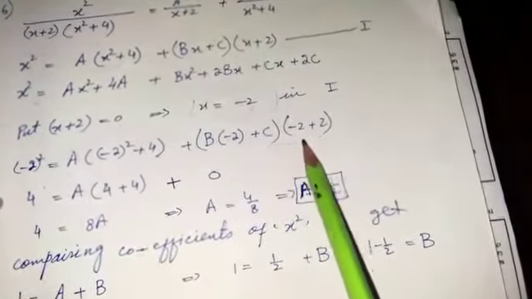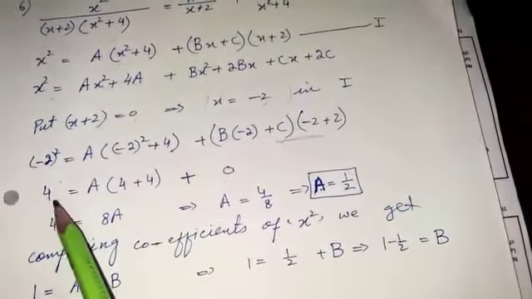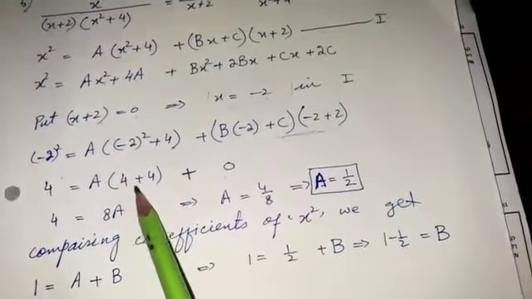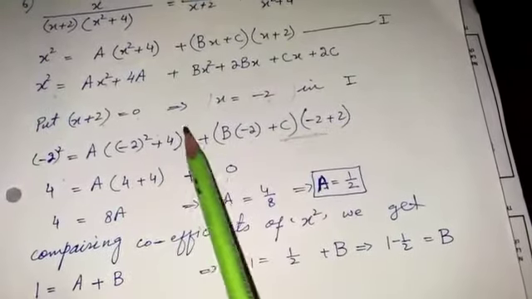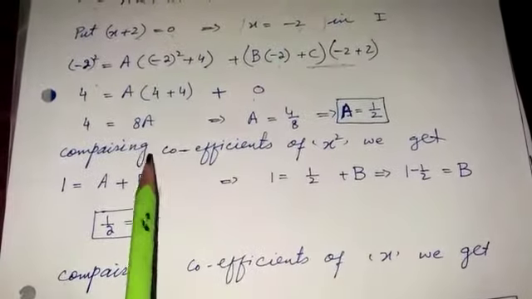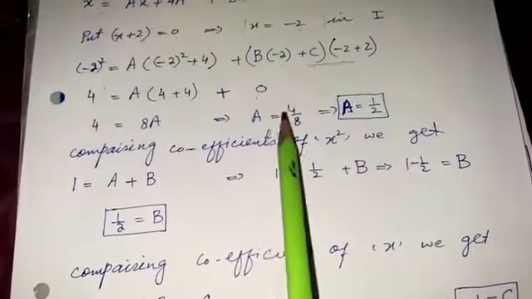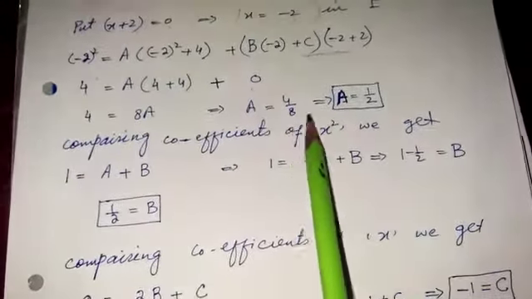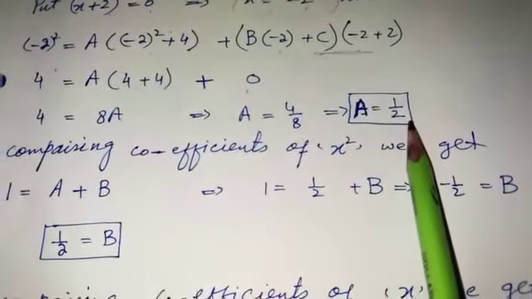For minus 2 plus 2, this factor becomes 0. The answer of the remaining terms will be 4 equals a into (4 plus 4). Minus 2 square is 4, plus 4, we get 8a. 8a equals 4. Now a will be equal to 4 by 8, and we get finally the value of a equals 1 by 2.